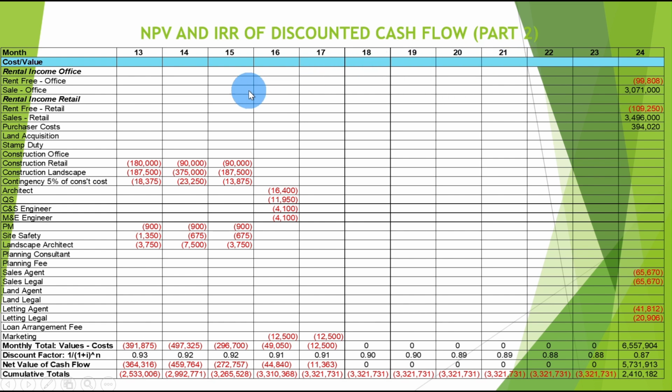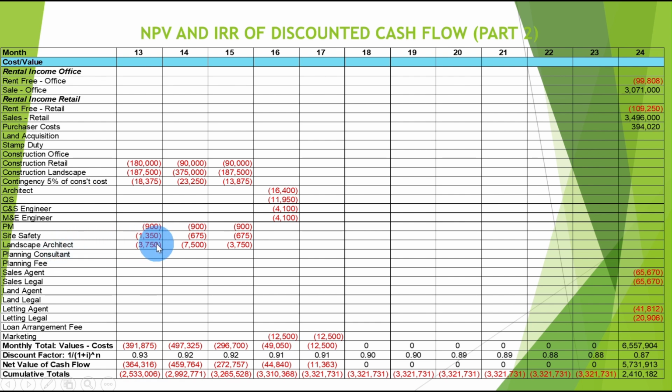So for part 2 of this process, the cash flow will occur from the 13th month to the 24th month. These columns are still the same. And for the 13th month, the construction retail cost has been expended at 180,000. The construction landscape 187,500, and contingency 5% on construction cost has occurred at the amount of 18,375, and the BMS cost put here, size 50 put here.